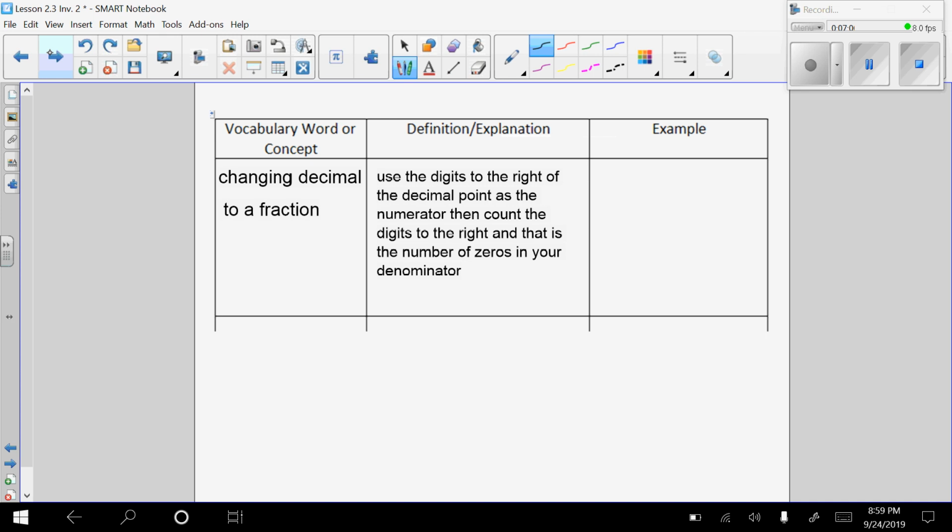So when I go to change a decimal to a fraction, use the digits that are to the right of the decimal point as the numerator, then count the digits to the right, and that is the number of zeros in your denominator. So let's take an example. If I had a number as 0.26 or 26 hundredths, I would write it as a fraction as 26 over 100. Notice that I am 2 spots to the right of the decimal point, and I have 2 zeros in my denominator.